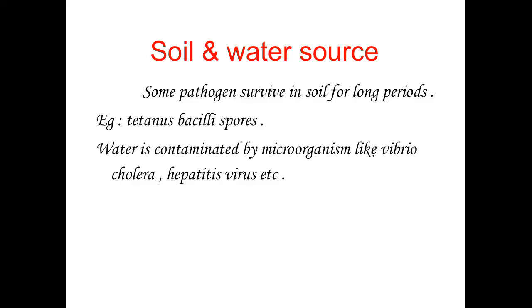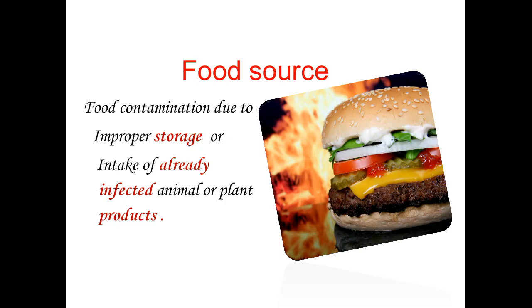Soil and water source. Some pathogens survive in soil for long periods, for example tetanus bacillus spores. Water is contaminated by microorganisms like Vibrio cholerae and hepatitis virus, etc. Food source. Food contaminated due to improper storage or intake of already infected animal or plant products. Nowadays in every supermarket we are getting preservative foods. In preservative foods many kinds of bacteria may develop, so it may cause an infection.